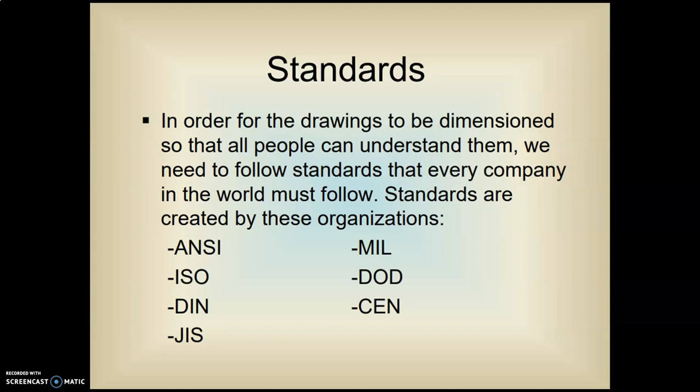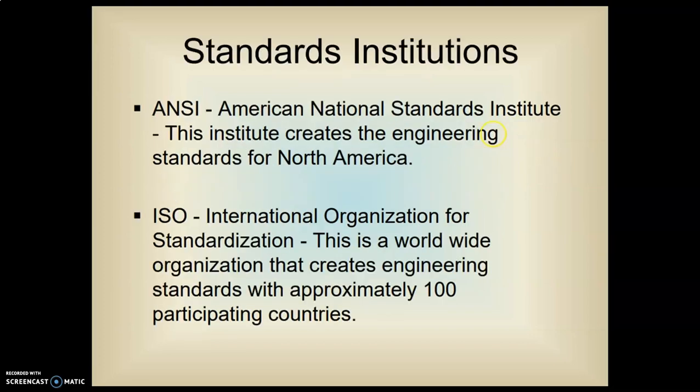We have different organizations like ANSI, ISO, DIN, JIS, MIL, DOD, and CEN. What we're going to look at mainly are ANSI standards, the American National Standards Institute. This institute creates the engineering standards for North America, which is where we live. ISO is the International Organization for Standardization. This is a worldwide organization that creates engineering standards with approximately 100 participating countries.